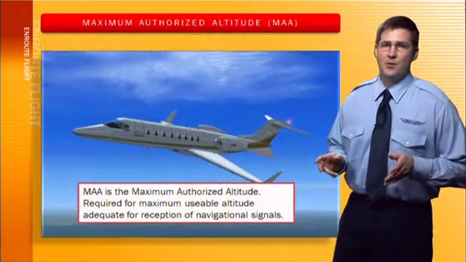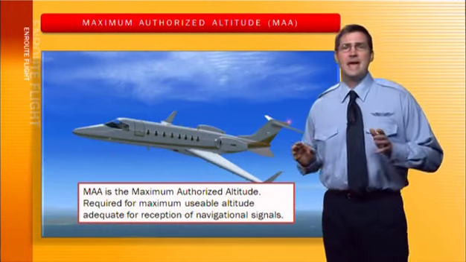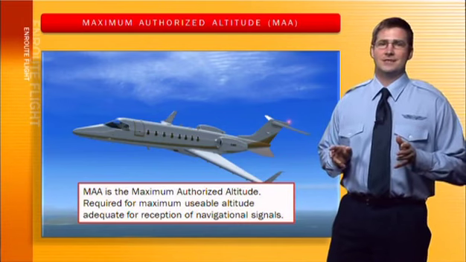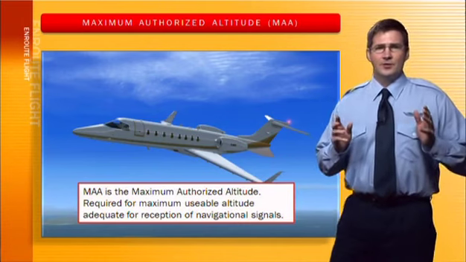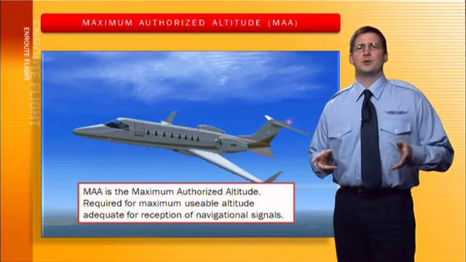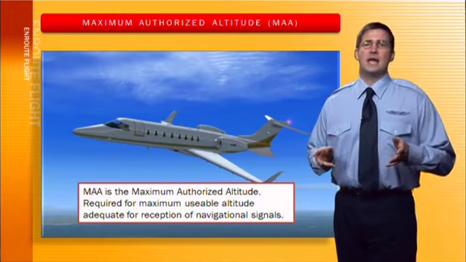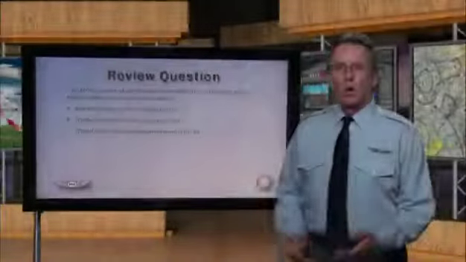Now, here's an MAA, which means a maximum authorized altitude. MAAs show maximum flight altitudes for receiving an adequate navigational signal. There are not a lot of them in the country, and it's unlikely you'll ever need to use an MAA in a typical general aviation aircraft, but you may encounter one or two in your flight travels, and you need to know about them.